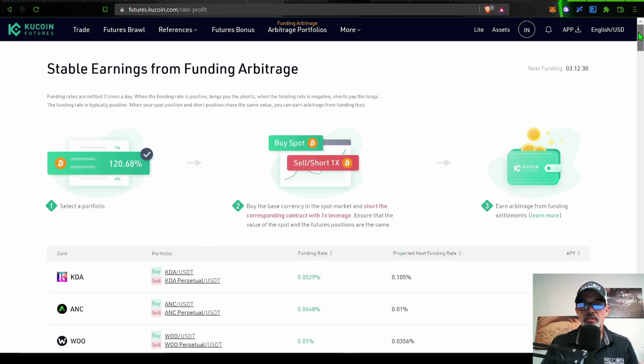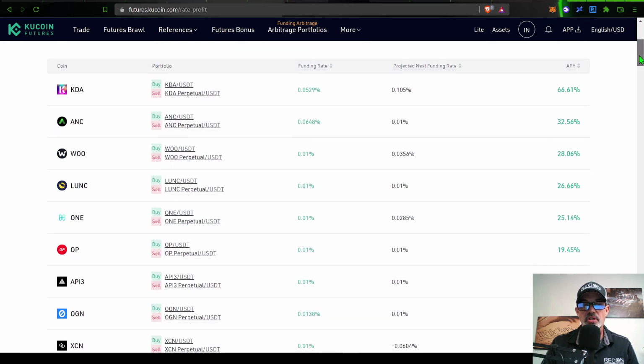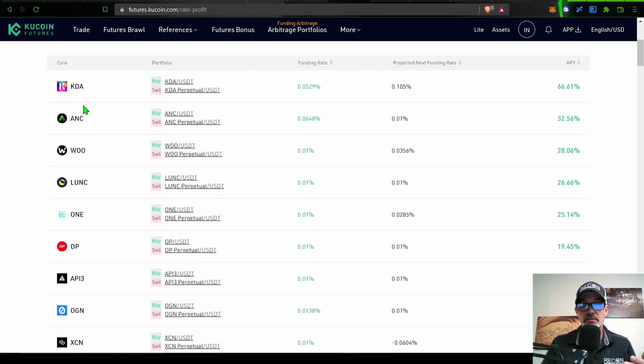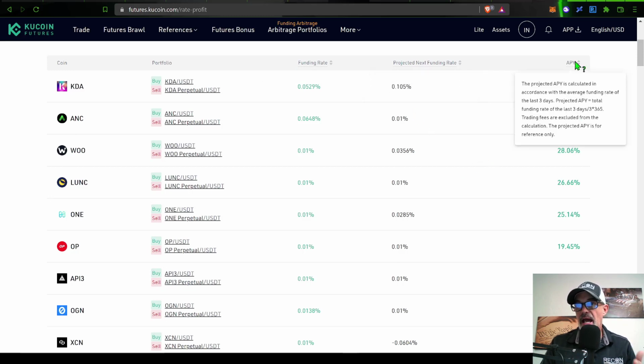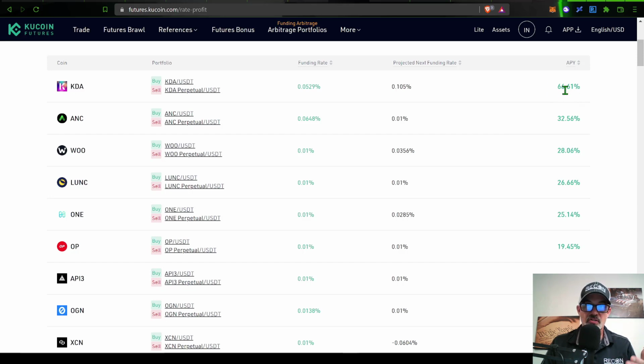So the first thing I need to do is select what asset I want to trade. Now, KuCoin makes it pretty easy for you, and they list out all the different assets and their current funding rates. And based on that funding rate, they show you the projected next funding rate you would earn, and then the APY. Now that APY is calculated in accordance with the average funding rate of the last 3 days. So keep in mind, this funding rate, while it looks good at 66% on an annual basis, that would be a pretty good return on your funds.